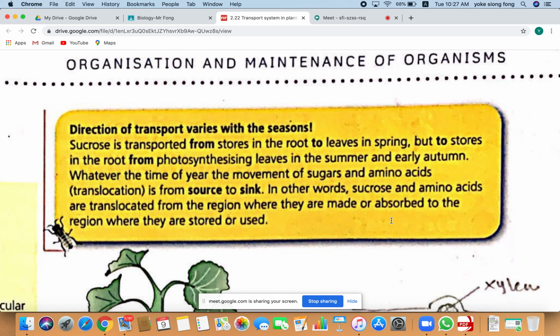But let's say transport of water is only one direction. Water is absorbed from the bottom and transported by xylem all the way up. Water can only move up, cannot move down. But for nutrients, they can move up to the leaf, and can also move down to the root for storage. It depends on the need, depends on the season.